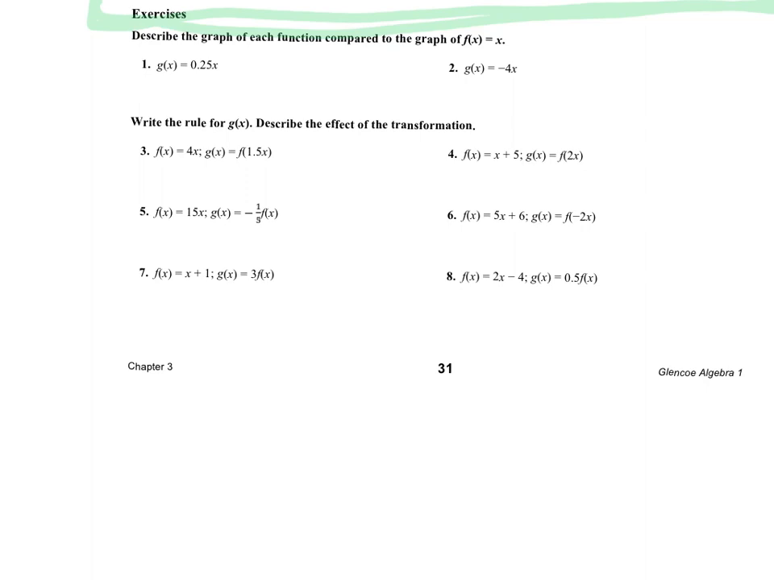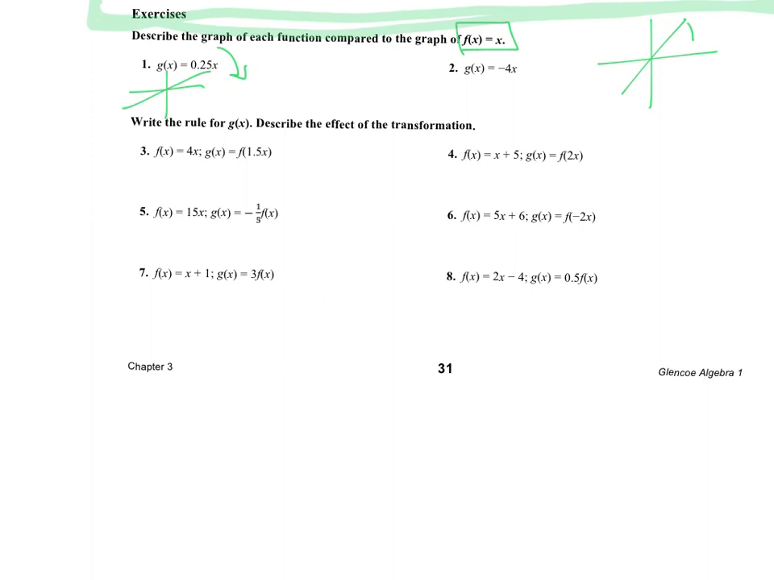So 1 and 2 just say, hey, we want you to describe the graph. So I think we can do that. Number 1, again, f of x is just this equation here, f of x equals x. That goes right through the origin, looks just like that. If you don't know, graph it on Desmos. g of x is 0.25x. If we graph that one, it will go right through the origin. It will be less steep, and it's rotated. In this case, it's rotated down, what we would call clockwise. But we can just say it's less steep, and that one's still rotated.